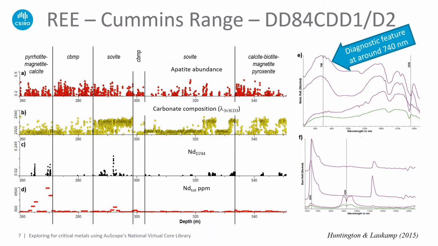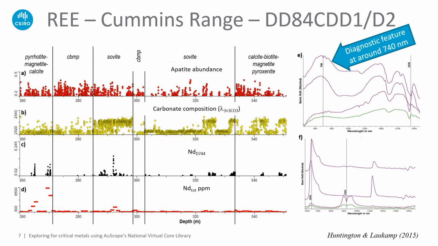This next example is about a rare earth element case study from Cummins Range. This is an older project that I did together with John Huntington in 2015. We looked at downhole plots of two drill cores from the Cummins Range carbonatite complex. On the left-hand side, we have some diagrams. Downhole is again on the x-axis.